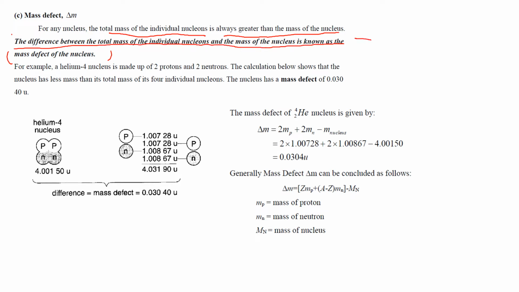Please do remember this definition. For example, a helium-4 nucleus is made up of 2 protons and 2 neutrons. The calculation below shows that the nucleus has less mass than the total mass of its 4 individual nucleons. So the nucleus has a mass defect of 0.030.